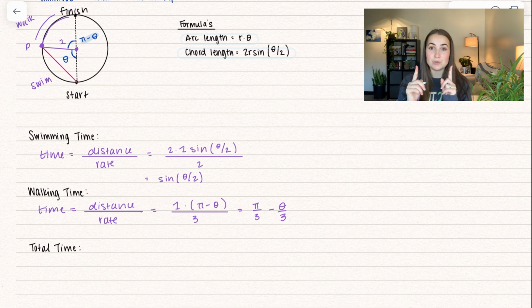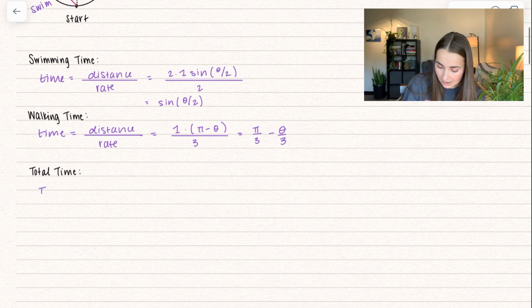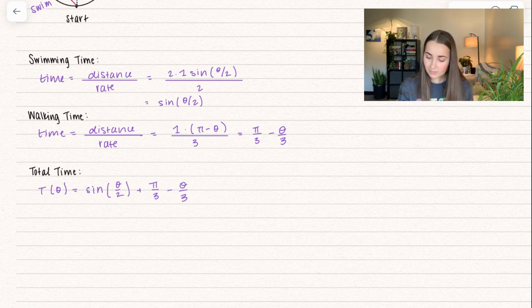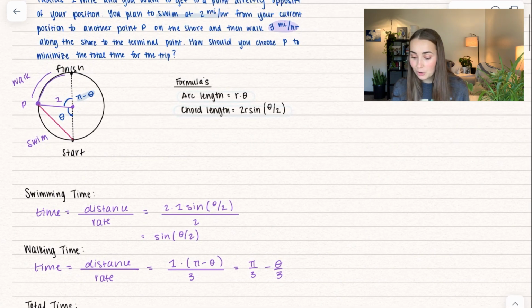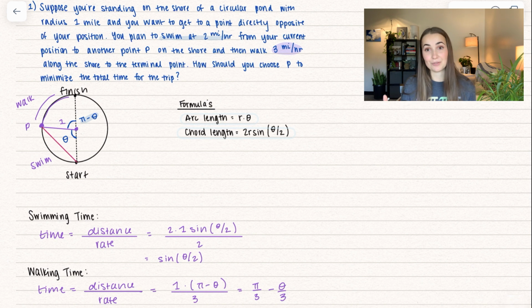So now, in order to find the total time, it's going to be those two added together. Let's make an equation. We're going to have time of theta, because we're in terms of our angle, is equal to, and there we have it. We have our equation. We finally made it. So all of that setup was for the equation, and we had to use quite a bit of geometry, actually, these different formulas, and some trig in order to get there.